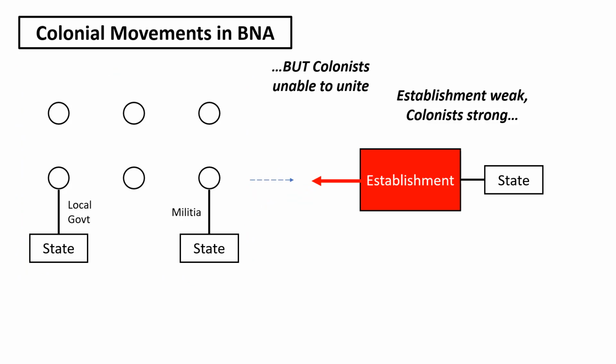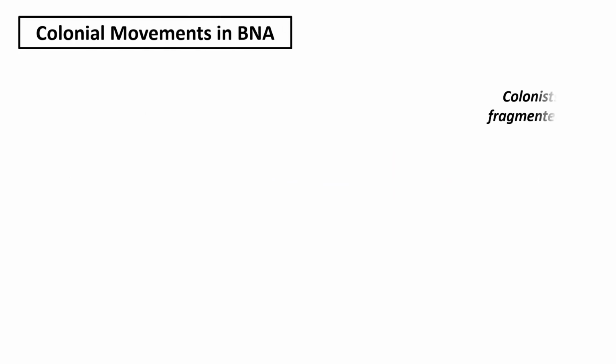As it turned out, the main obstacle the colonists faced was never actually the British, at least not until the crisis developed into a revolutionary war. Instead, the real obstacle was their inability to create a strong movement. Much of this was because of the sheer fragmentation of colonial society.